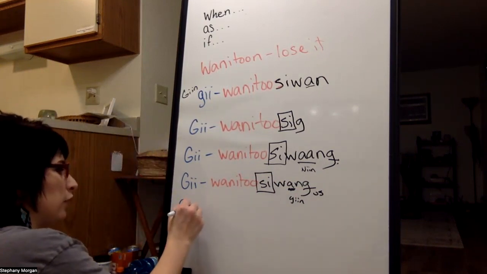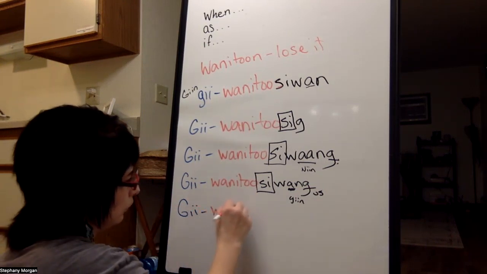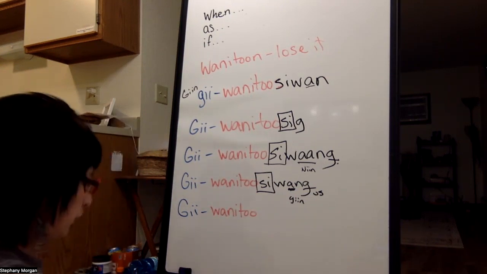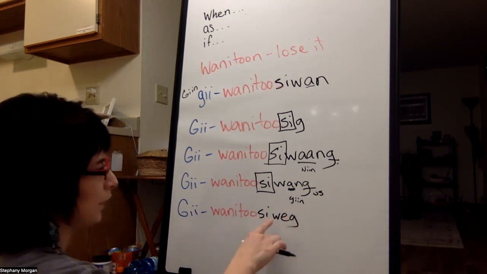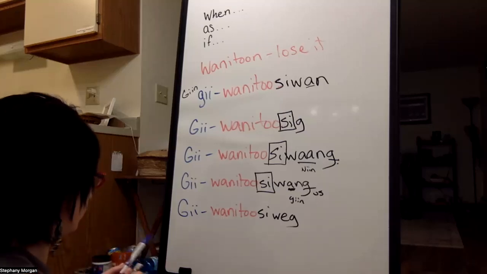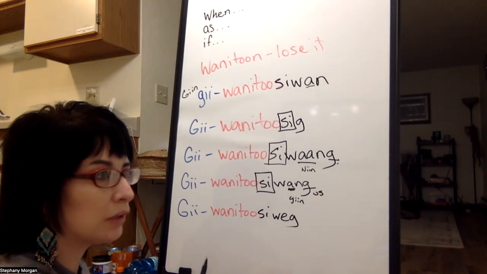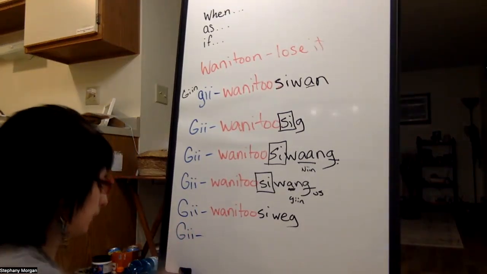When used did not, you lose it. Gi wanted to sue. We get our C in here, and then we still have the ending in there that indicates you all. For we know, when he or she, more than one he or she, they did not lose it. Gi, this is our past tense.